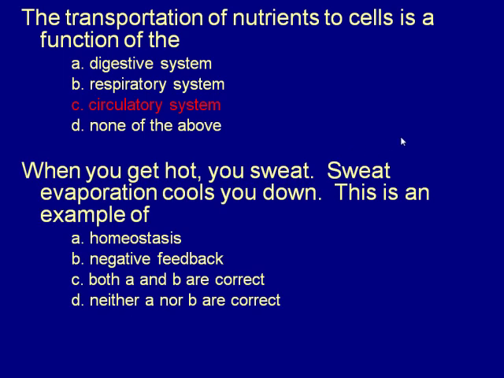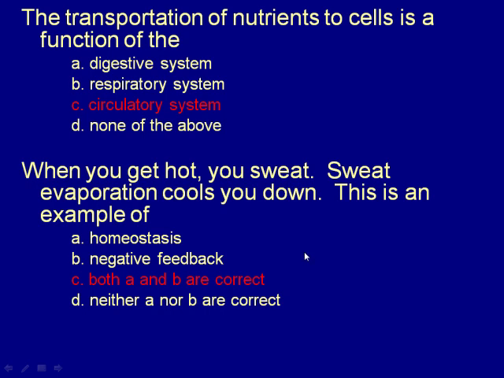When you get hot, you sweat. Sweat evaporation cools you down. This is an example of homeostasis, negative feedback. Both A and B are correct. Neither A nor B are correct. It's homeostasis and it's a negative feedback mechanism. Homeostasis because you're maintaining body temperature. Negative feedback because when you get hot, you do something to cool you down.